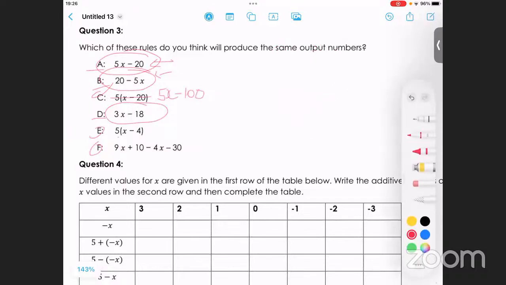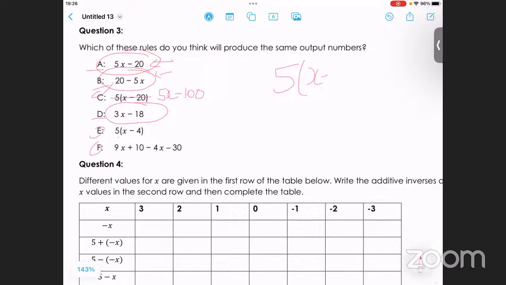Okay, and so now let's do E. Remember, this was for C. Now let's do E. E says 5 open bracket x minus 4 close the bracket. So we have that. And remember, we have 5, which is a number and a bracket, and there's nothing in between. So that means it's that multiplied by the whole thing, everything in the bracket. So it's the same as 5 multiplied by x, and again 5 multiplied by minus 4. What's 5 multiplied by x?